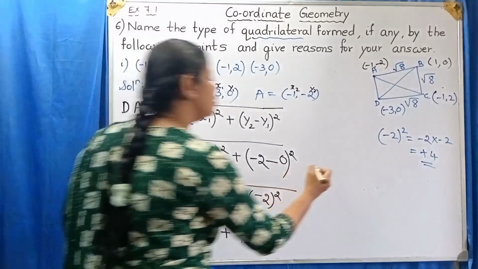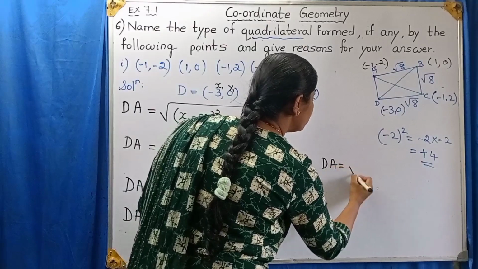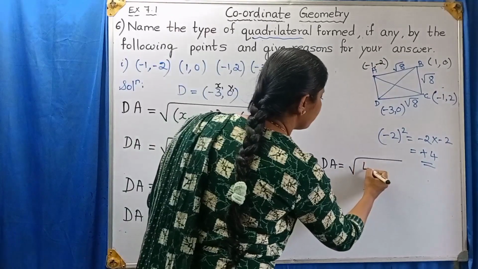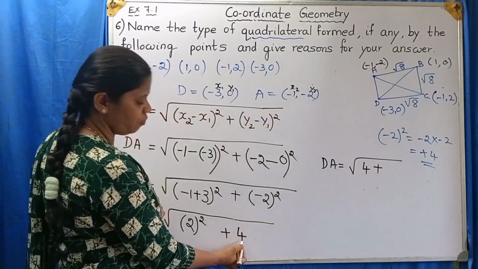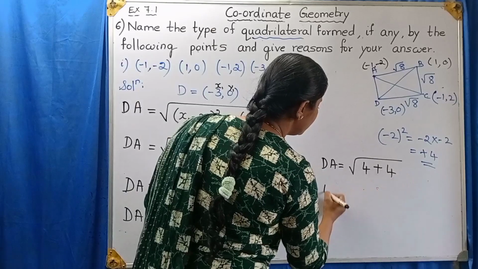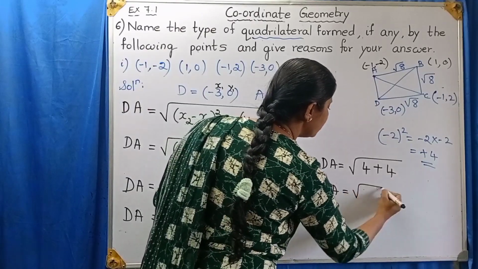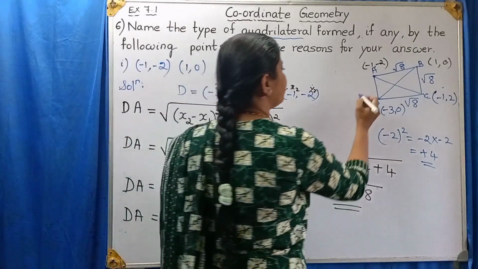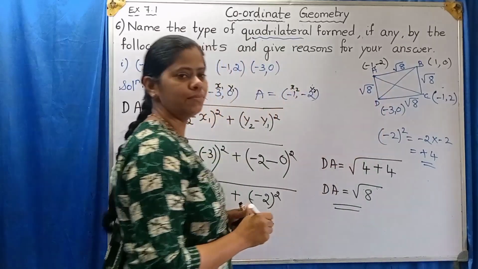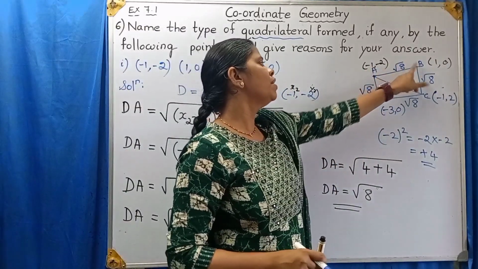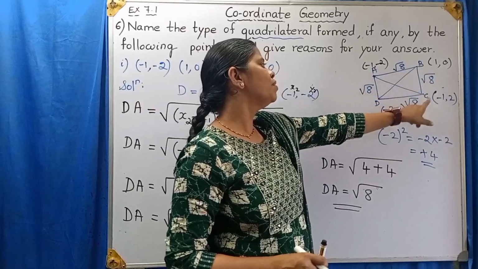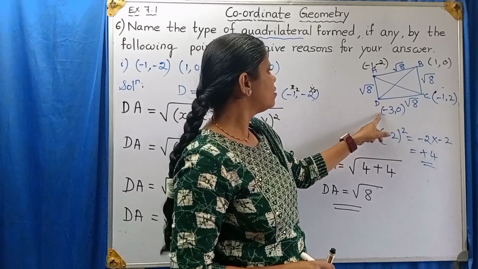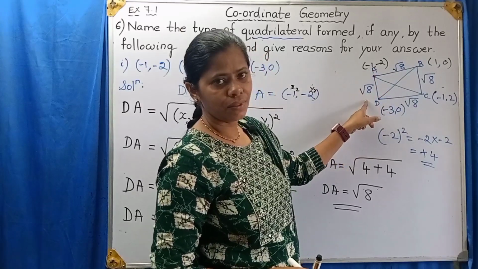Okay. DA is equal to square root of 2 square is what? 4 plus 4. That is DA is equal to square root of 4 plus 4 is 8. The distance between DA is square root of 8. Isn't it? See, the distance between AB is square root of 8. The distance between BC is square root of 8. The distance between CD is square root of 8. The distance between DA is square root of 8.